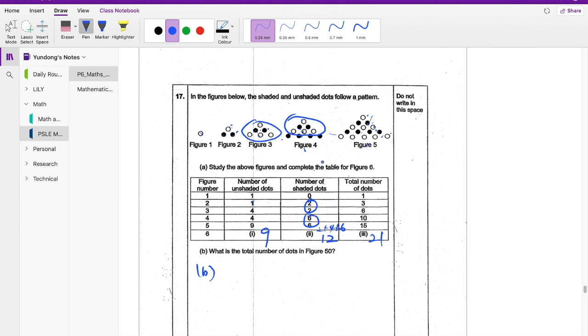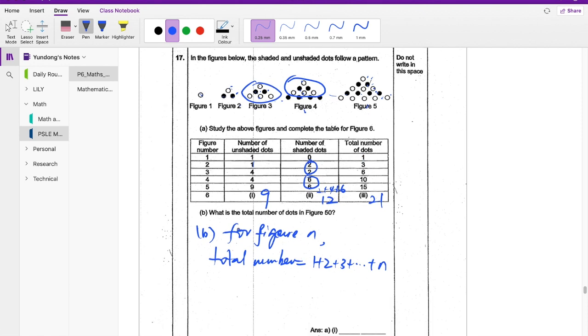So for any figure n, the total number would be 1 plus 2 plus 3 plus dot dot dot until n. For example, for figure 5, the total number is 1 plus 2 until 5. This is about the Gauss equation. So how do we solve it?